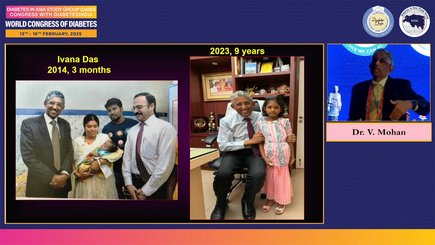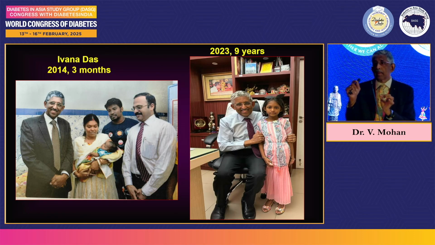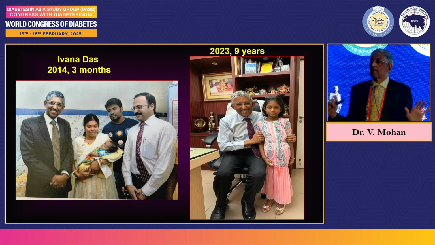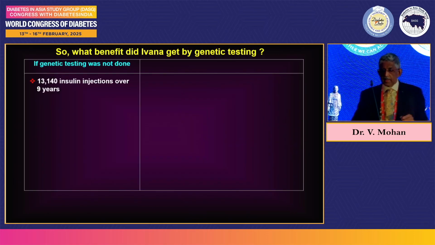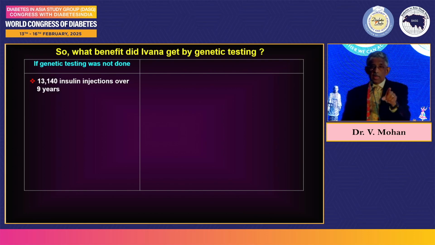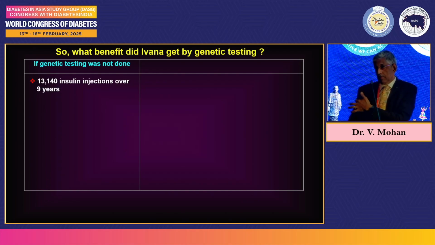She just goes every 3 months to our Calcutta branch, does free treatment there, free A1C, and she just takes half a tablet of glibenclamide in the morning and half a tablet of glibenclamide at night. That's it, 9 years. You may say, okay, what did she benefit? What she benefited is this. If the genetic testing was not done, if she was not referred to our center, she would have been 9 years, now another year has passed, 13,140 times she would have injected herself, okay, unnecessarily, and shouldn't have had control.